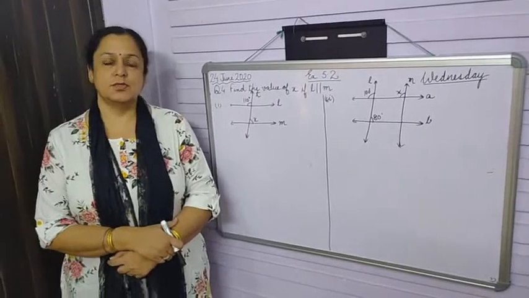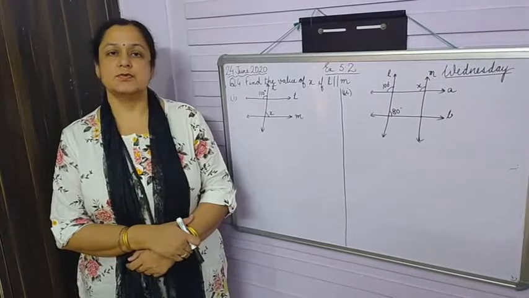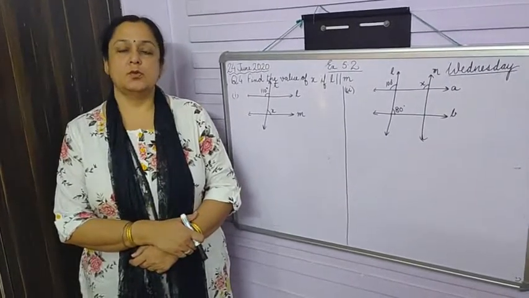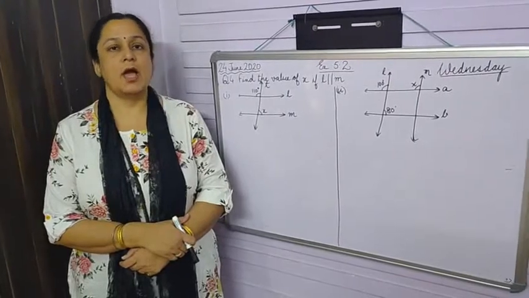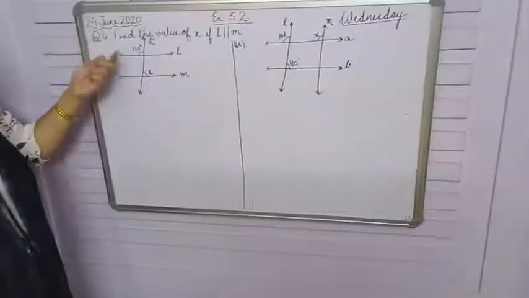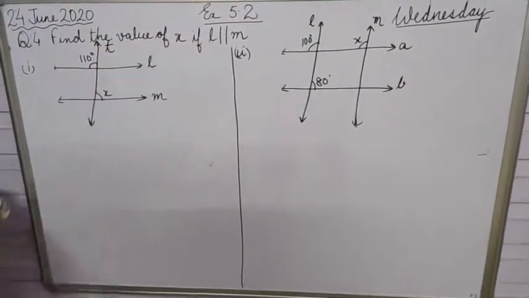Good morning, dear students. Today we are going to discuss the remaining questions of exercise 5.2. Hope you have understood the basic concepts well, that were discussed in online class also, and I had also sent videos regarding that. Now see question number 4. Find the value of x if L is parallel to M.